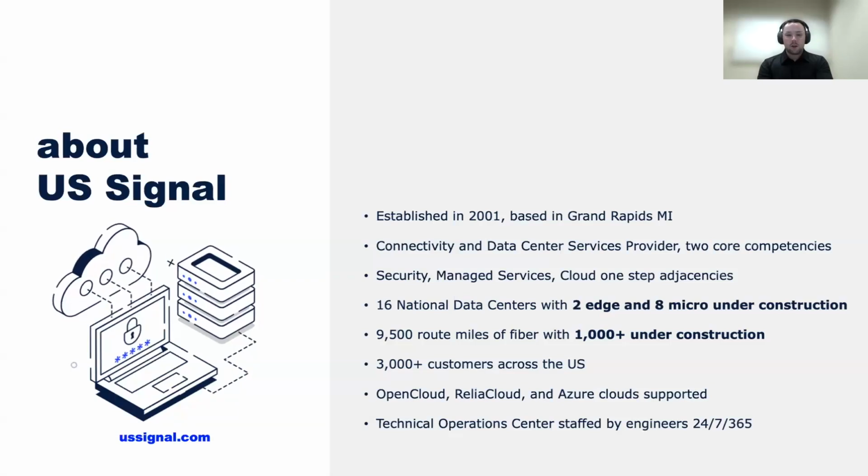In terms of the footprint, we currently have 16 data centers spread across the United States today. We're currently expanding 2 of those in what we think of as edge markets, which means tier 2 cities, typically non-NFL type cities.